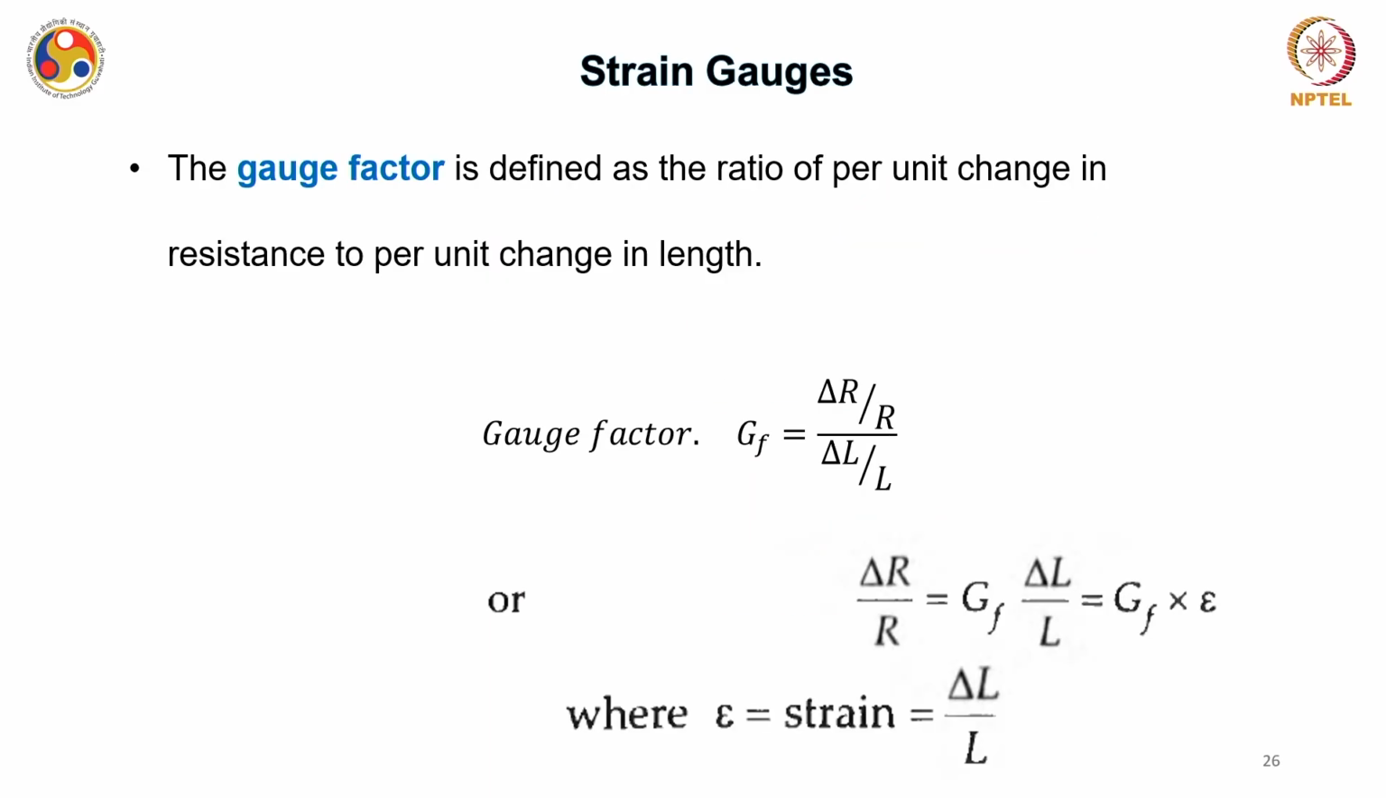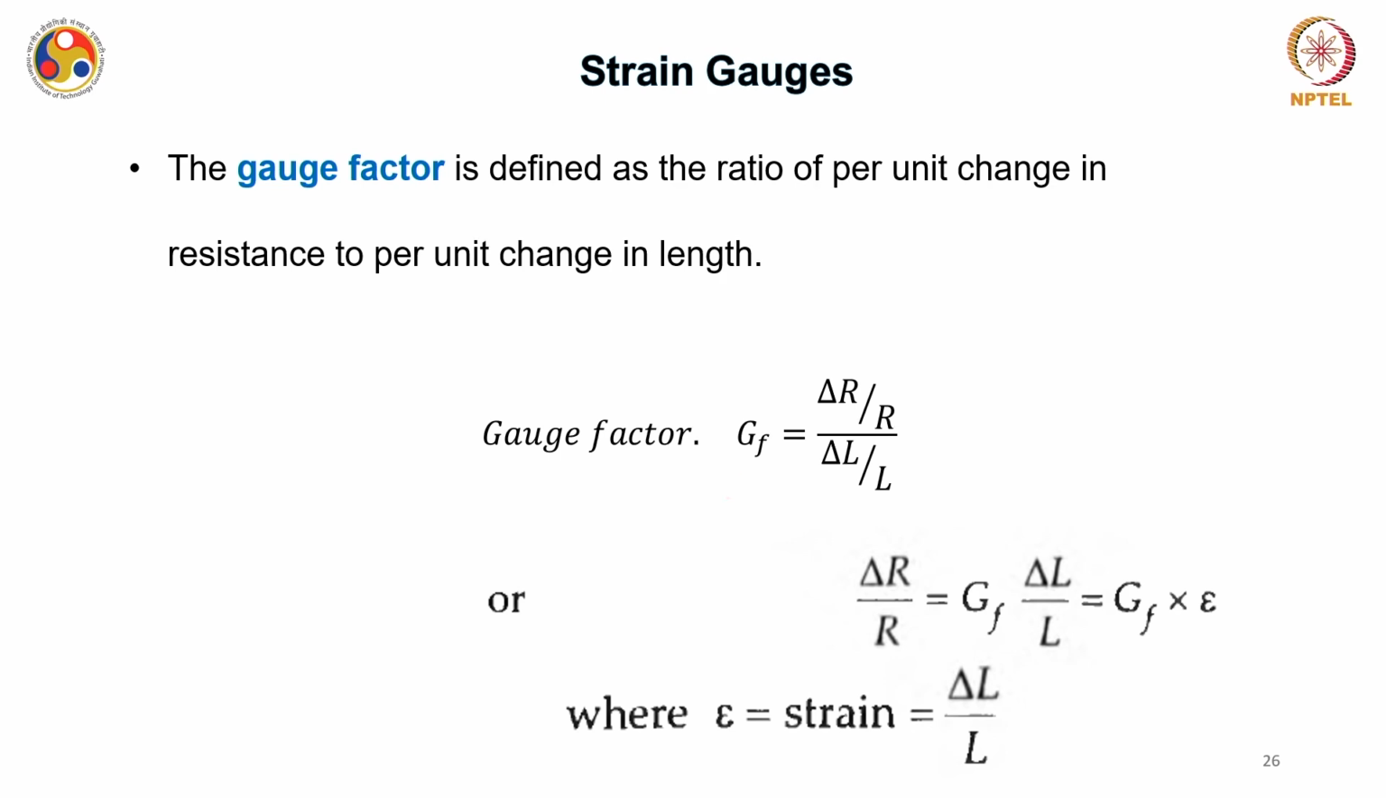Now, you can also define a gauge factor for a strain gauge. This is a factor based on which you can compare different strain gauges. So the gauge factor is defined as the ratio of per unit change in the resistance to per unit change in the length.